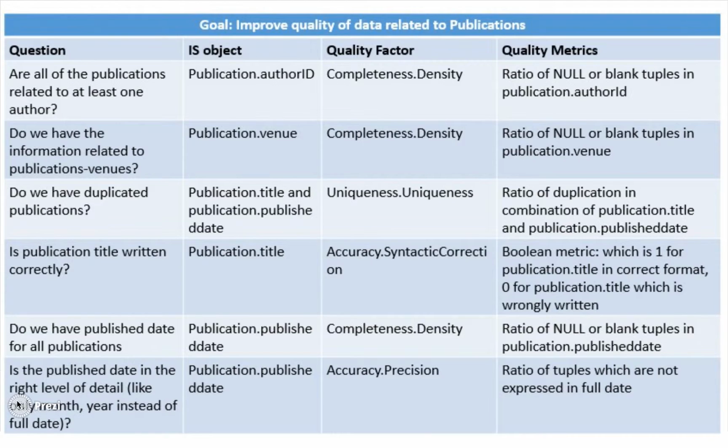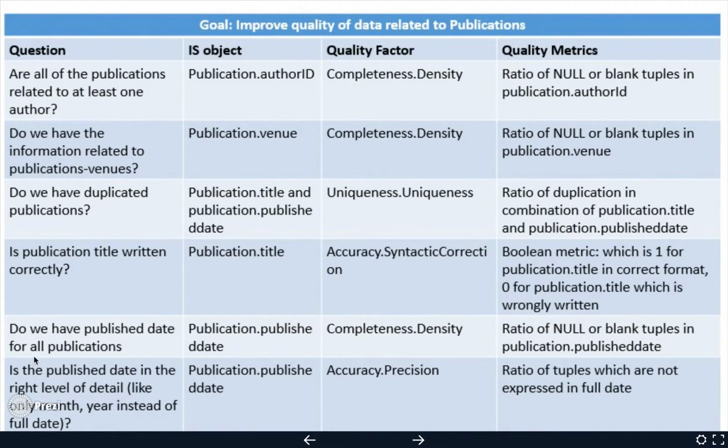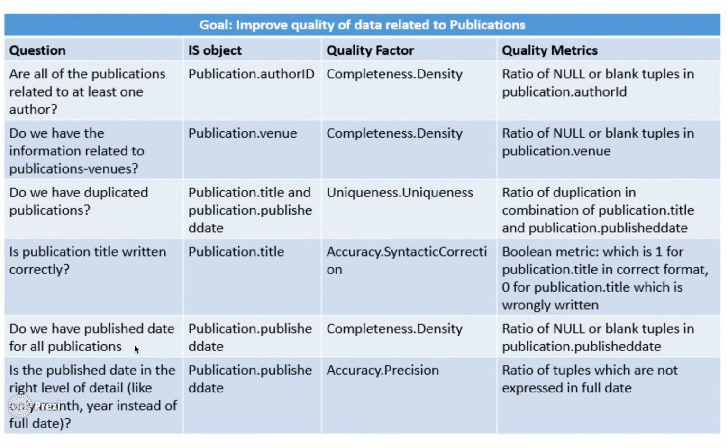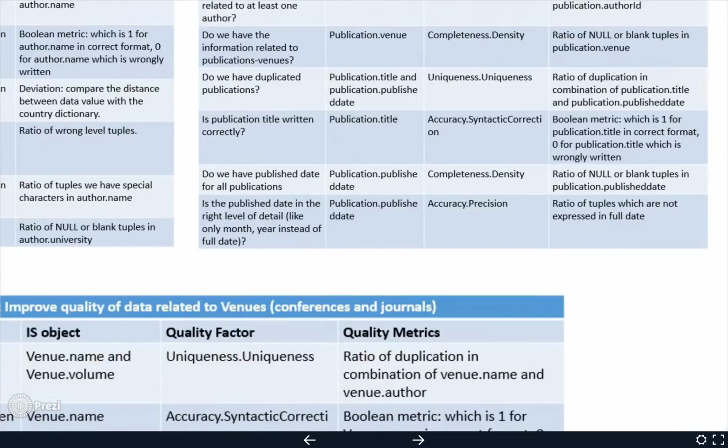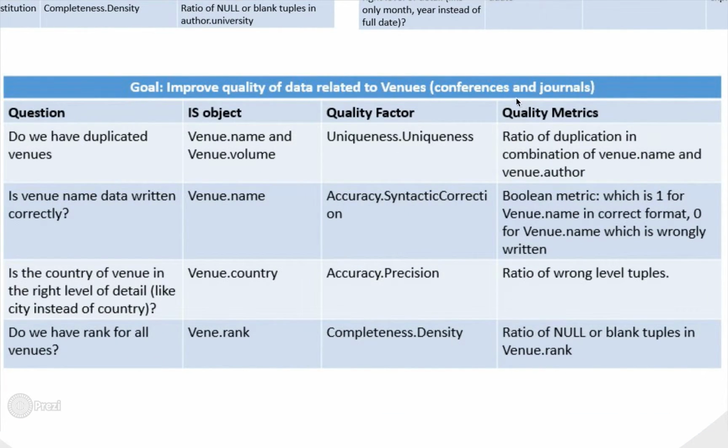And we also require the published date in the publication in the right level, like we will put the full date, month, year, instead of only month, year. And this one should be answered by the ratio of tuples which are not expressed in the full date in the dataset. The final goal is the venues.